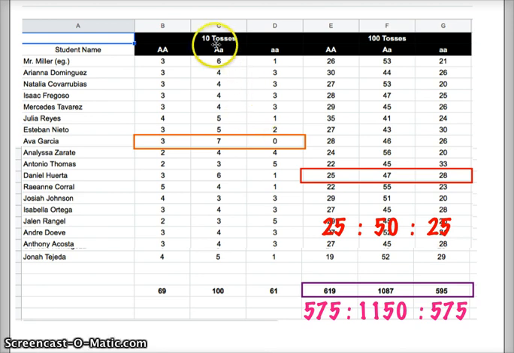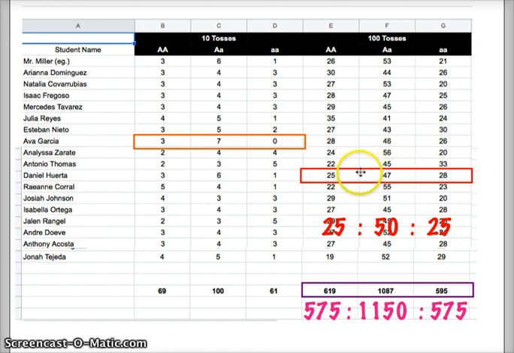Basically, the middle column, the heterozygous column, should be twice the size of the two other columns. So the homozygous dominant should be basically 1, the heterozygous should be 2, and the homozygous recessive should be 1, a 1 to 2 to 1 ratio. And again, with the 100 tosses, that basically comes out to a count of 25 for the homozygous dominant, 50 for the heterozygous, and 25 for the homozygous recessive.